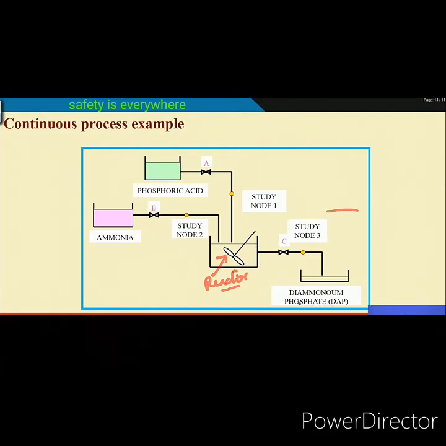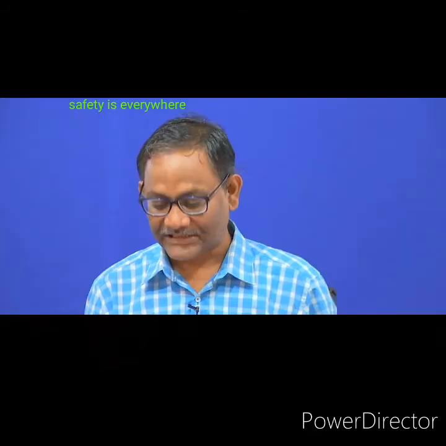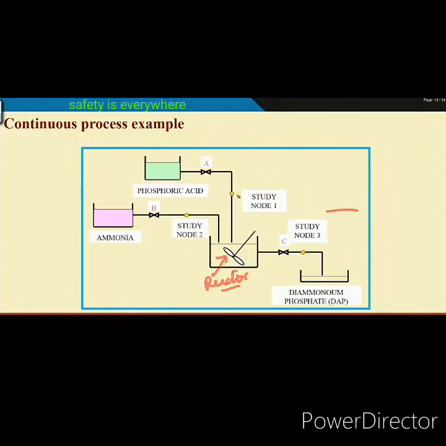Suppose you are given this system for a HAZOP study. So what will you do? This is the total system. It is a simple system, so you don't need to break it into subsystems. It is one section. Now in this section you identify the study nodes: study node 1, study node 2 and study node 3.